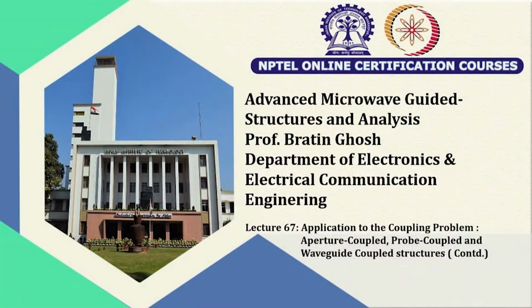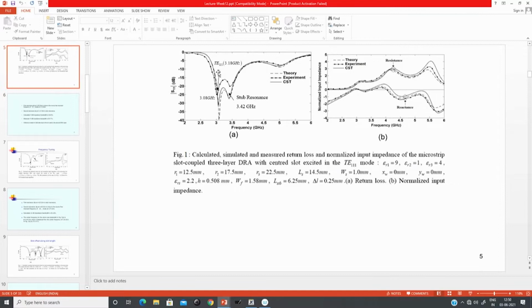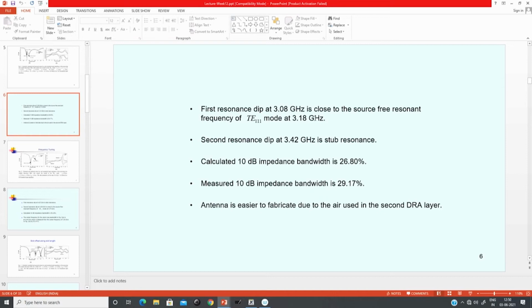So, welcome to the continuation of the lecture on the application of the concepts learned on the aperture coupled, probe coupled, and waveguide coupled structures. The topic which we were on was the difference between the source free and the loaded resonance. As we were seeing last time, the first resonant dip in this figure was at 3.08 gigahertz, contributed by the TE111 mode. We now understand what the TE111 mode is in terms of its modal indices, and the second resonance by the stub resonance.